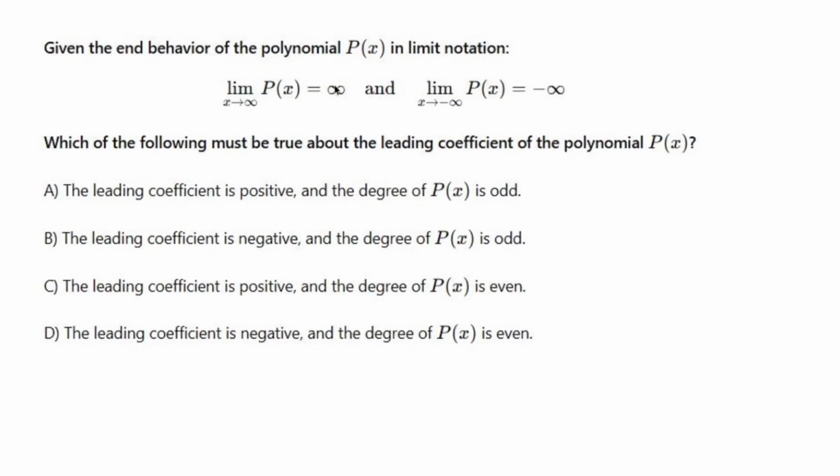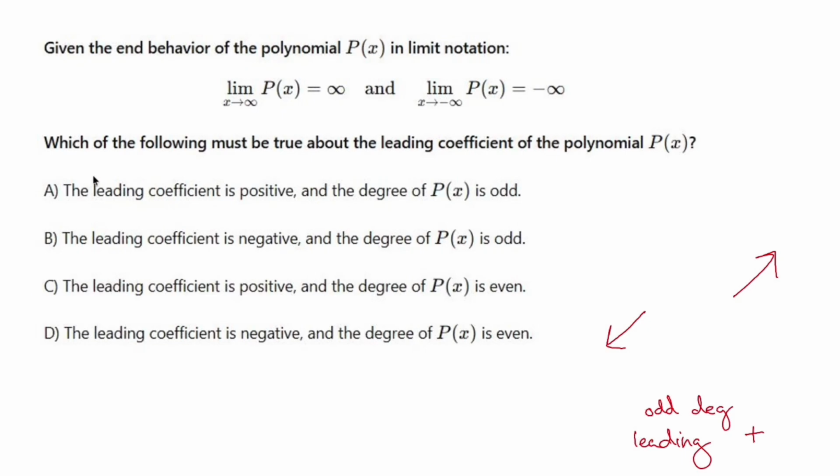Given the end behavior of the polynomial p of x in limit notation, I know that p of x is +infinity as the limit approaches +infinity. So the end is going to look like that. And as the limit approaches -infinity, p of x's end behavior is -infinity. So I start from the bottom, I end up at top, so kind of like Drake did. And this is only going to happen if first you have an odd degree, and if your leading term is positive.